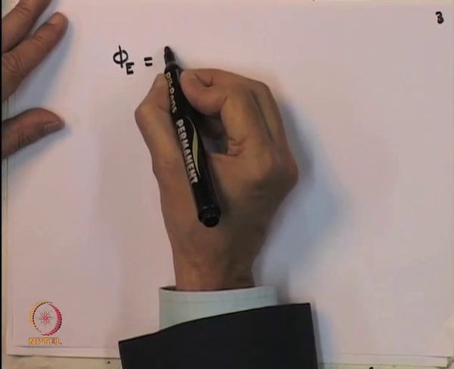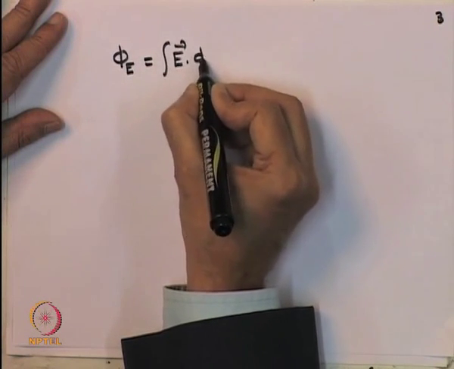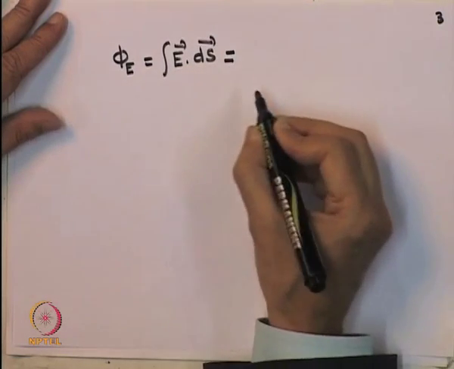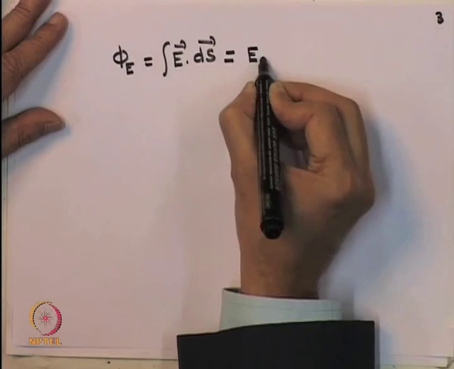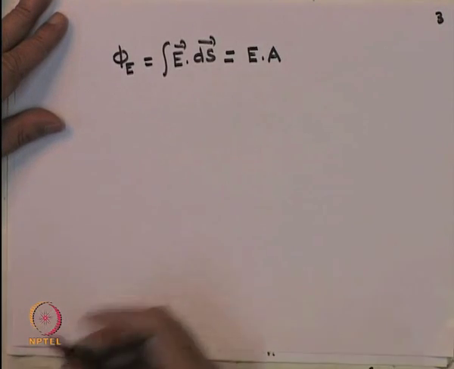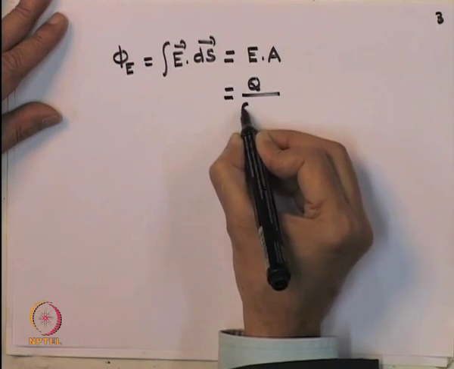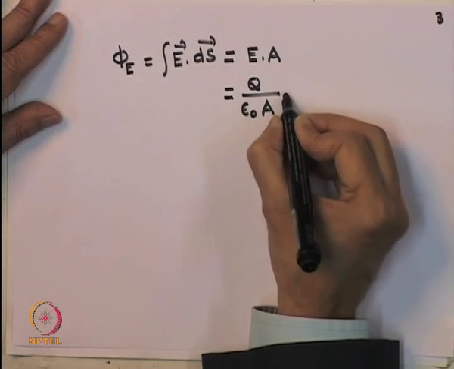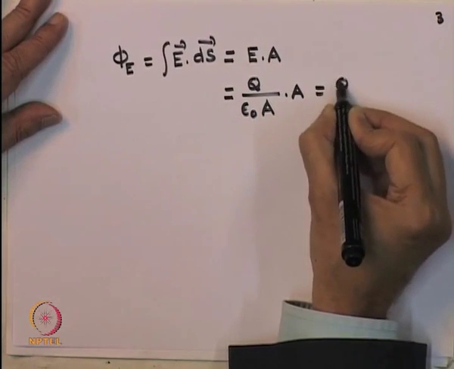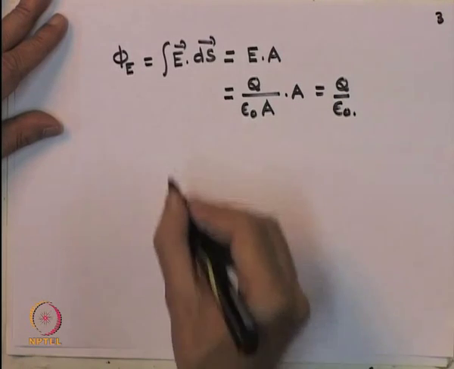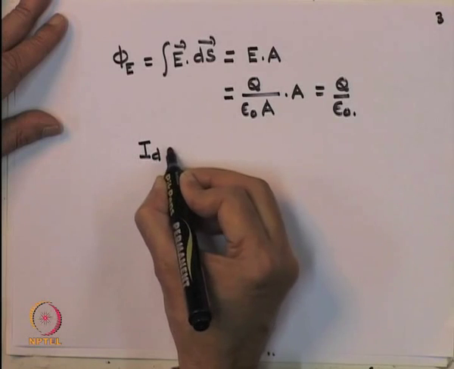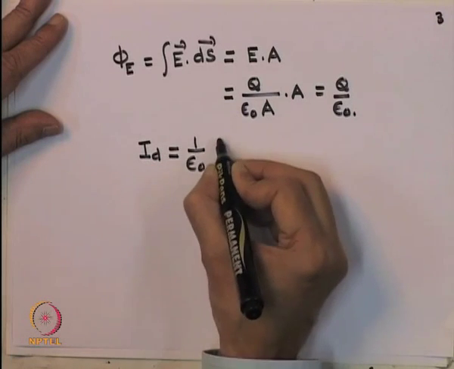So, let us look at, supposing I have a parallel plate capacitor. Then the flux of the electric field is integral E dot dS, and I know that the electric field is uniform, and so therefore, it is E times the area of the surface of the capacitor plates. I know the strength of the electric field in a parallel plate capacitor is Q by epsilon 0 A, that multiplied by A gives me Q by epsilon 0. So, therefore, the displacement current is given by 1 over epsilon 0 dQ by dt.